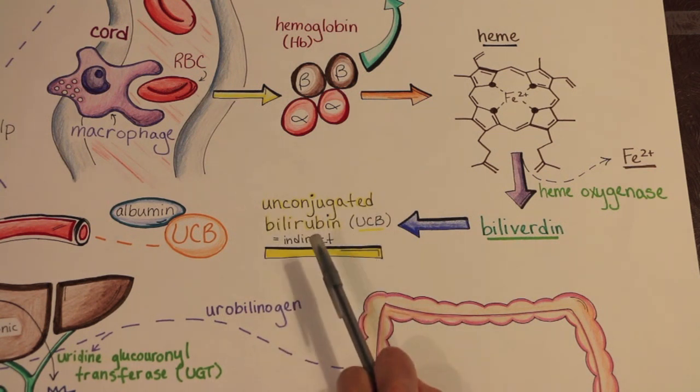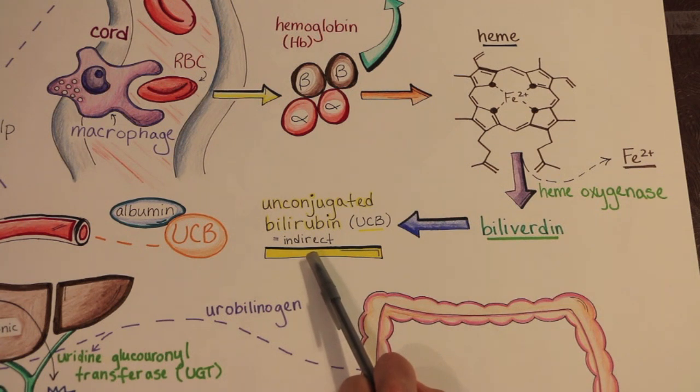Unconjugated bilirubin is very lipid soluble, and recall from pharmacology that highly lipid soluble molecules are passively reabsorbed through the kidney and cannot be excreted in the urine. Therefore, the liver must act as a conjugation site to allow bilirubin to be excreted as a more polar molecule.